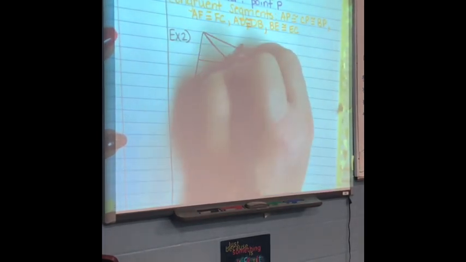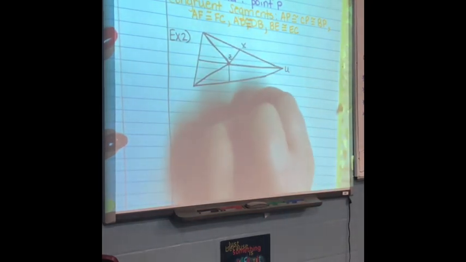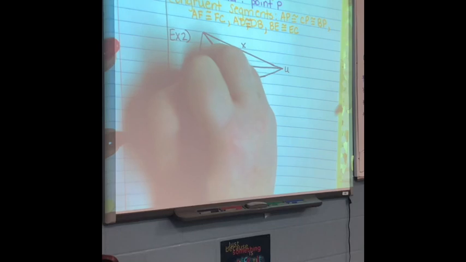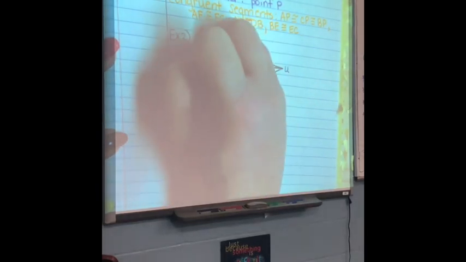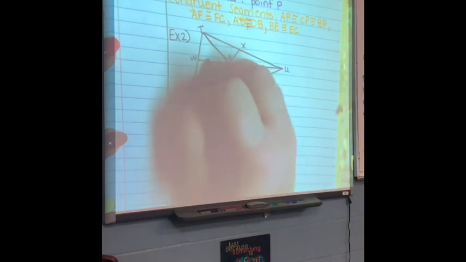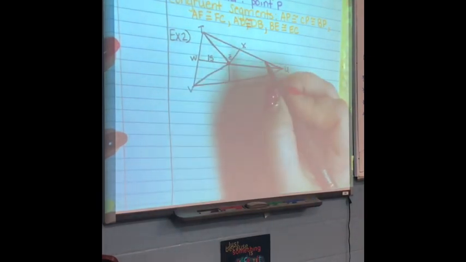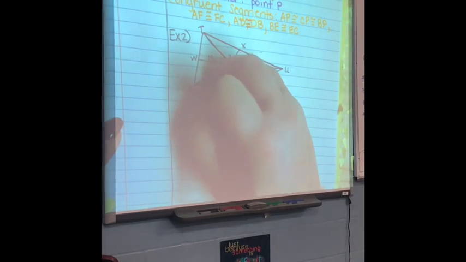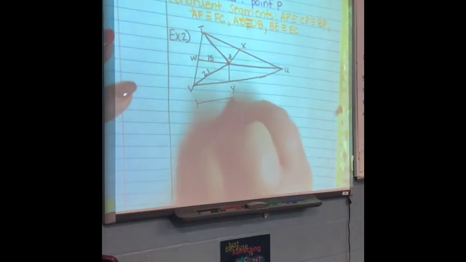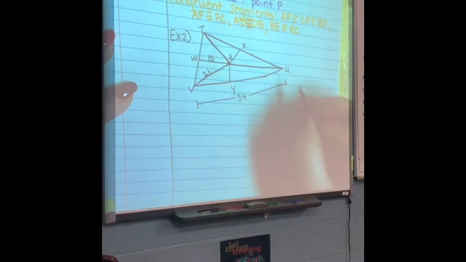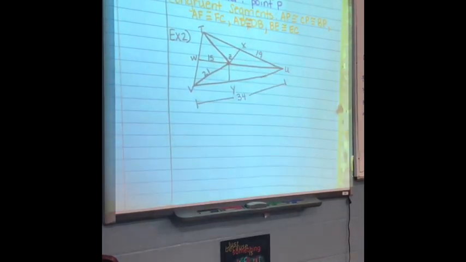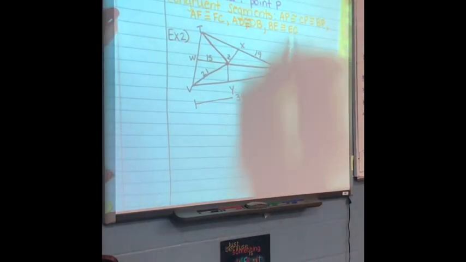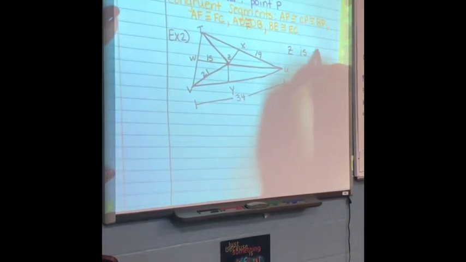Now, how do you see my drawing? Z, X, U, Y, W, V, T. And this one's 15. And this one's 21. And this is 34. And this is 19. And Z is the circumcenter of triangle TUV.